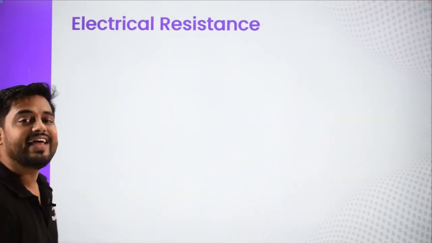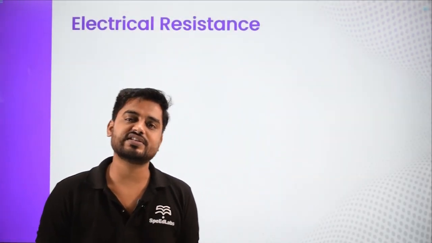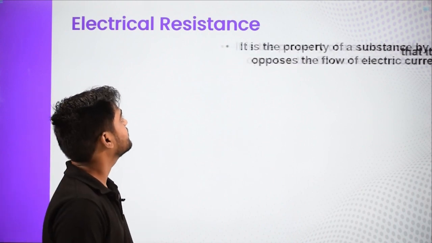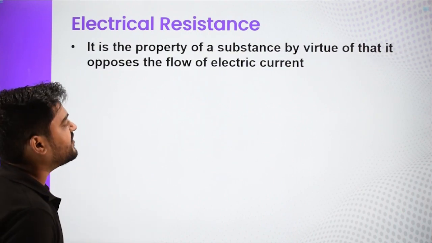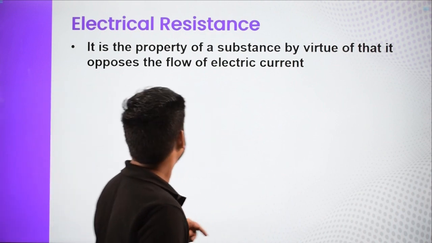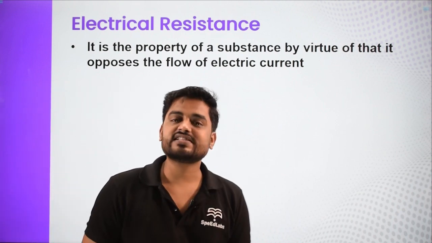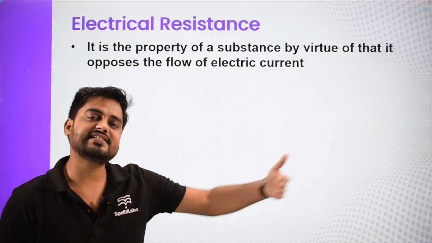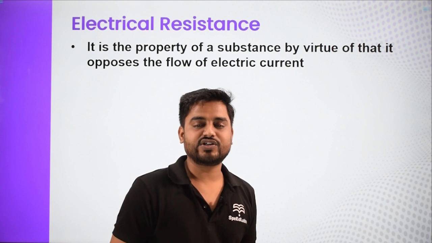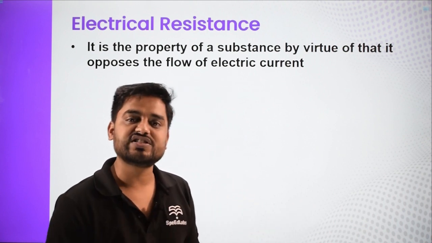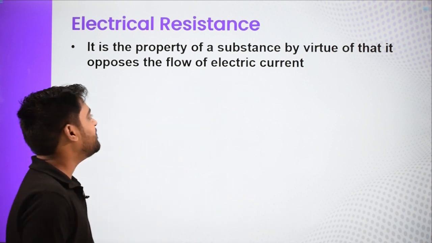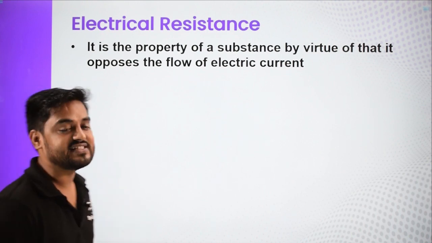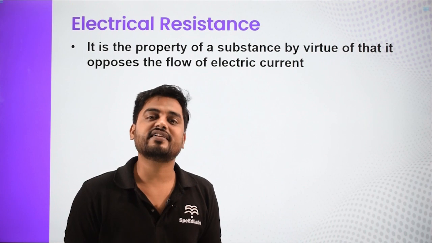Next is the electrical resistance. So we are going to discuss in detail the electrical resistance. It is the property of a substance by virtue of which it opposes the flow of the current in it. Basically, whenever the current flows, there is some opposition to the electrons, which depends on how many collisions will happen, and that depends on the material itself. So this is the property of the substance, and this is called the resistance.